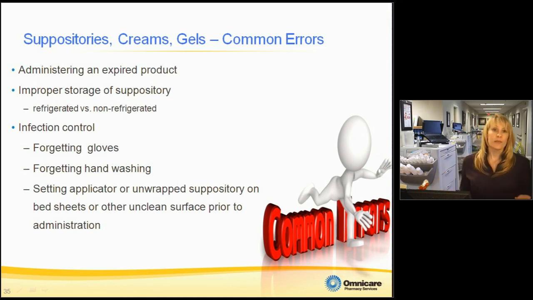Some common errors would be administering an expired product. Sometimes these are PRN orders. You don't use them that often, and we forget to check the dates. The other thing is, half the time, and as I get older this gets more and more frustrating to me, the date is the same color as the packaging, and it's on the crimping area in this little embossed text, and I'm just staring at it, trying to figure out what the expiration date is. But you have to check that.